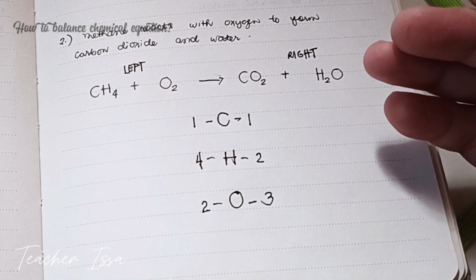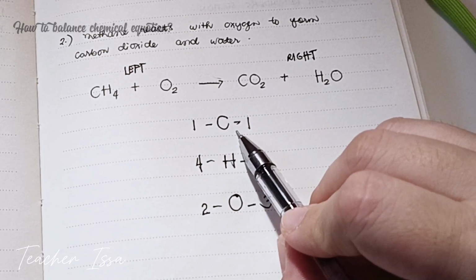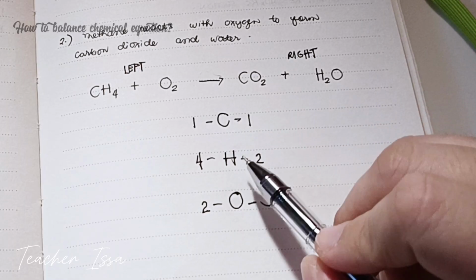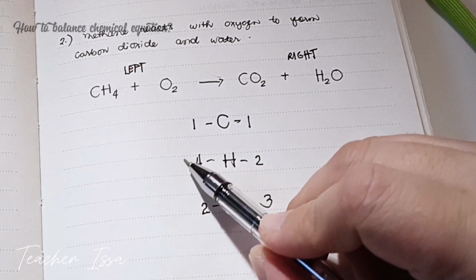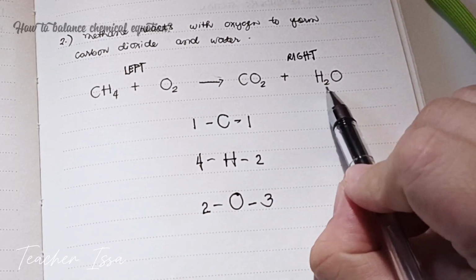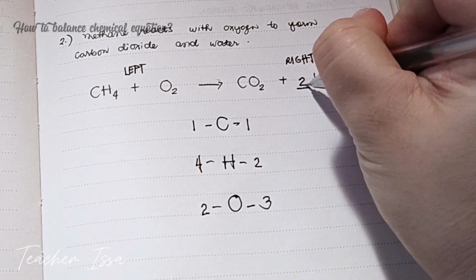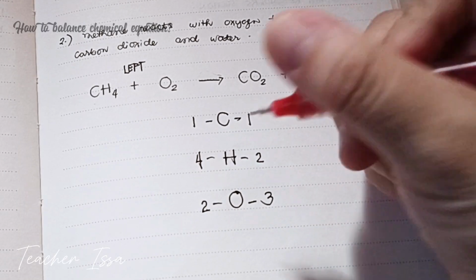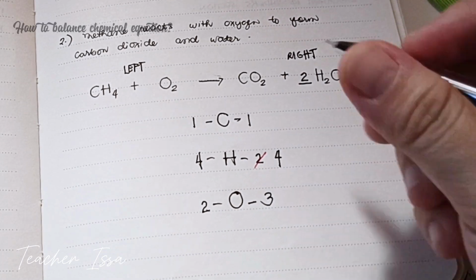Step number 2, balance carbon first. As you can see, carbon is already balanced. Now let us proceed to hydrogen. As you can see, there are 4 hydrogens on the left and only 2 on the right. So put number 2 in front of H2O. Now count again. As you can see, on the right side, hydrogen is 4. Oxygen is 4.